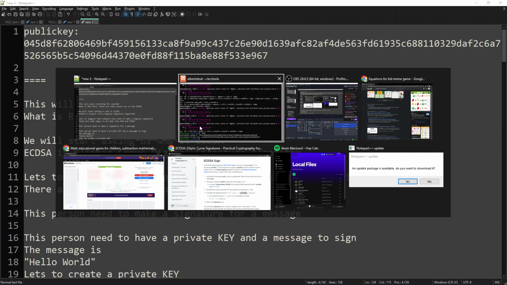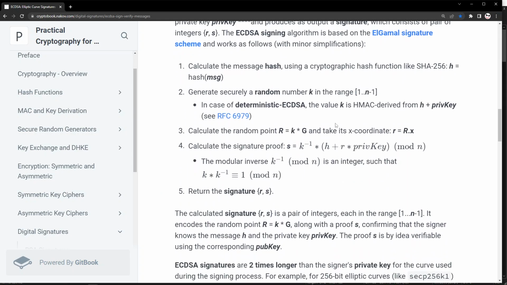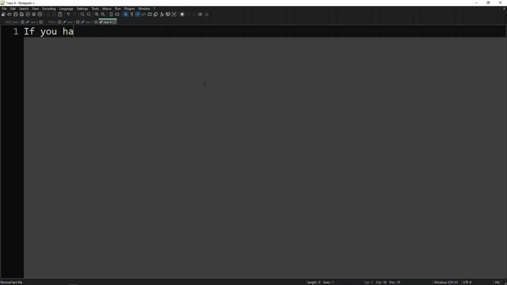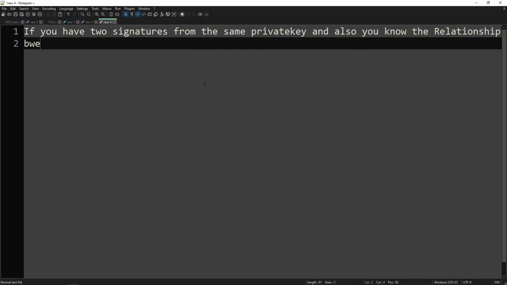So another thing, guys. Also, if you have two signatures from the same private key, and also you know the relationship between the key values, you can also solve the equation.